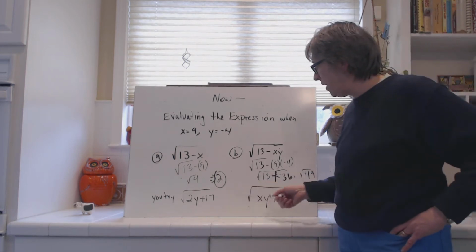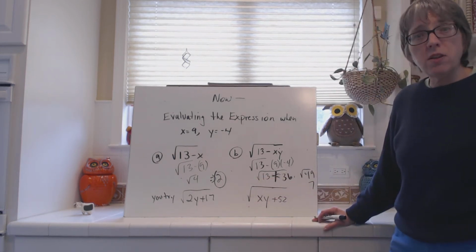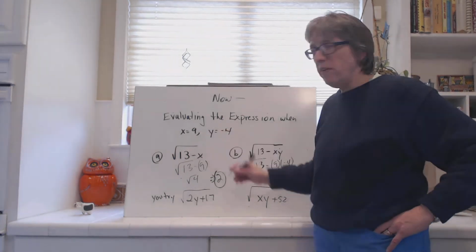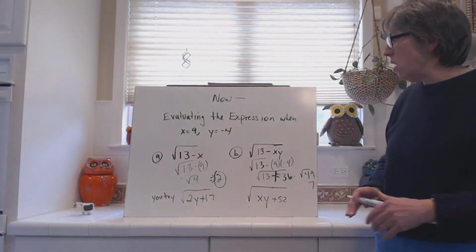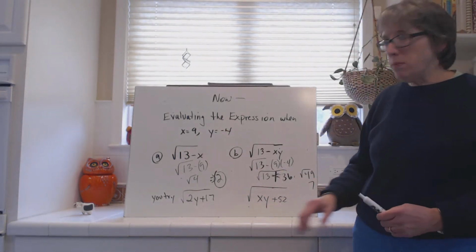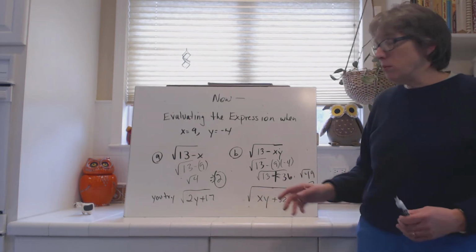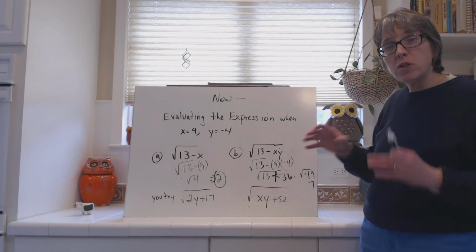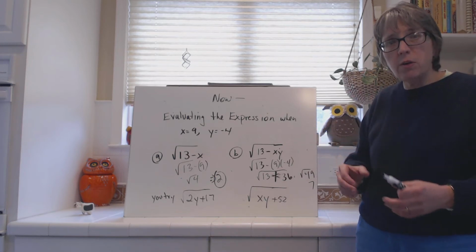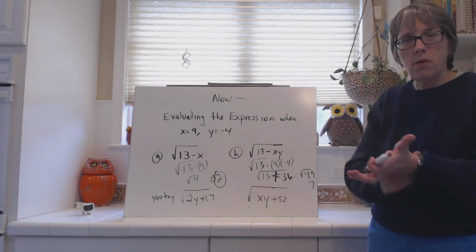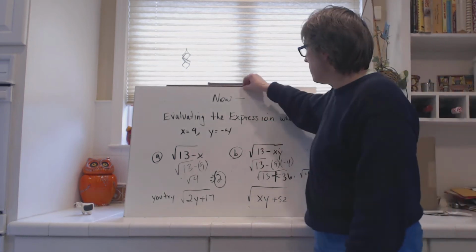So I want you to try these two right now. Pause the video and use the same two values for x and y and solve for the square root of 2y plus 17 and the square root of xy plus 52. Remember to put parentheses around each number that you're replacing the variable with. Welcome back. Let's see how you did.